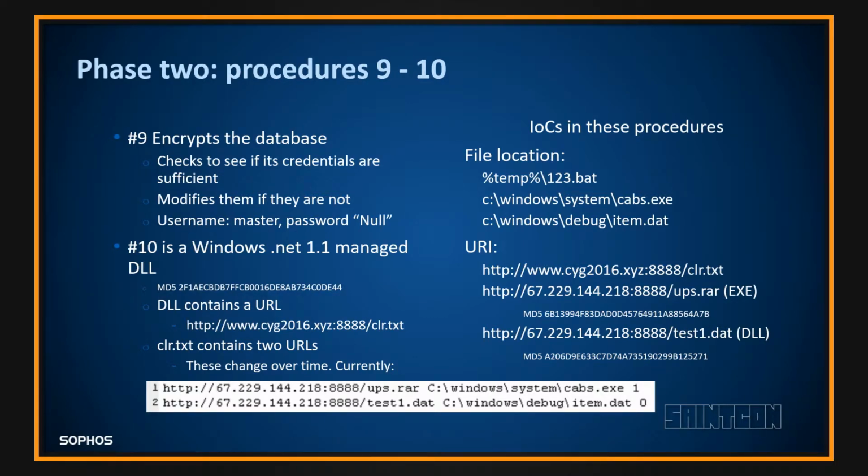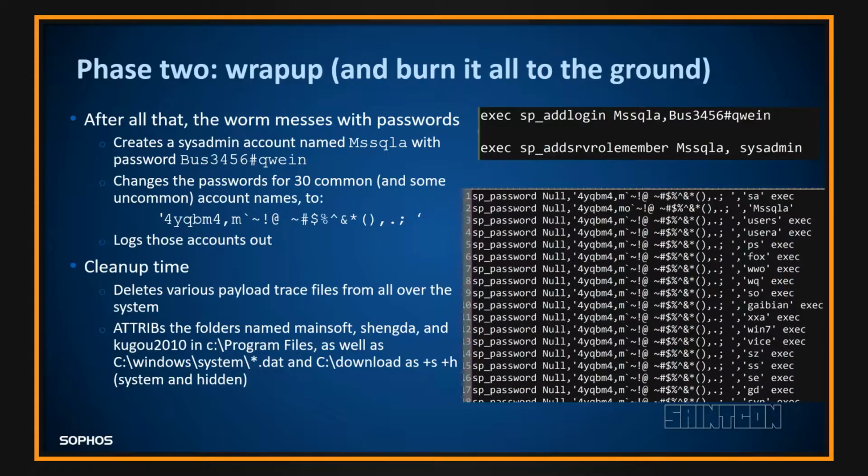And they do change over time, but at the moment they're this. All right, and now the last thing that they're doing, now we're at the 2-minute mark here, is messing with the passwords for all the accounts in the database system. So it creates a sysadmin account called MS-SQL, and it gives it this very specific password, bus 3456 pound QWEIN, which I guess is a pretty secure password if you didn't actually transmit it in plain text over TDS.